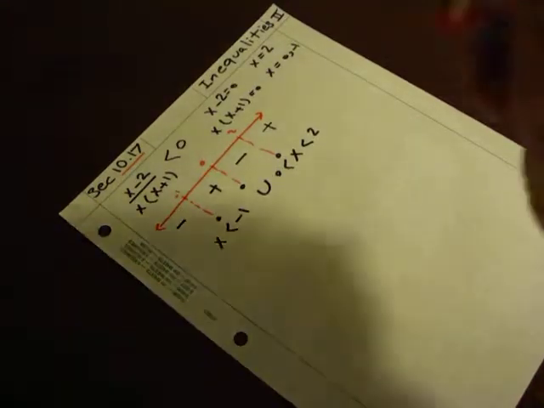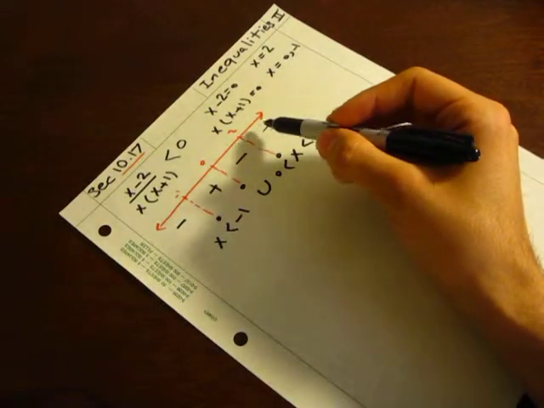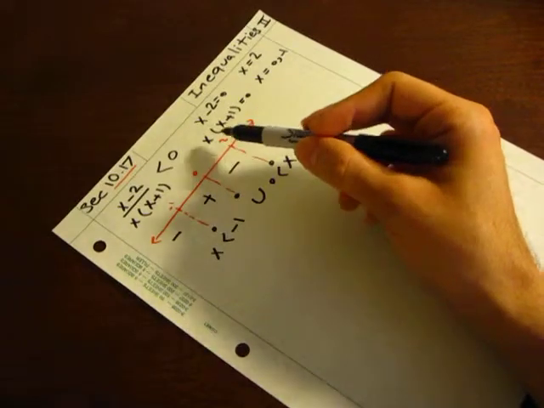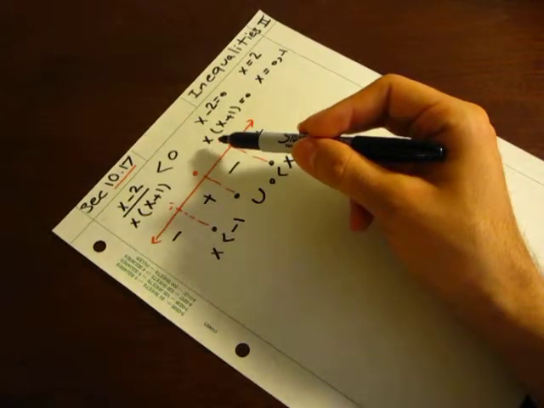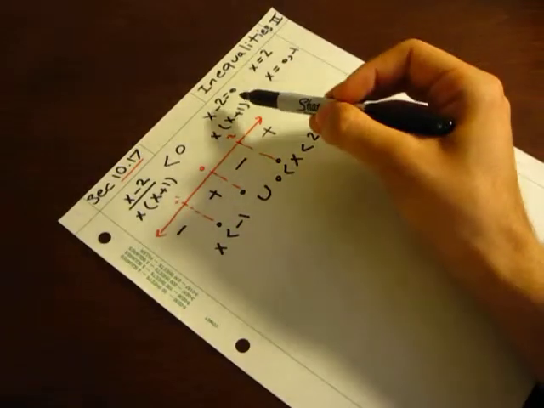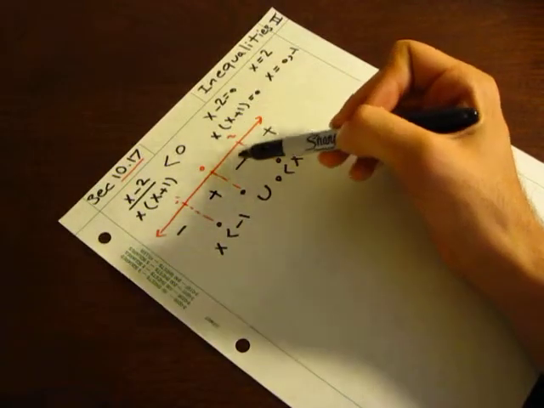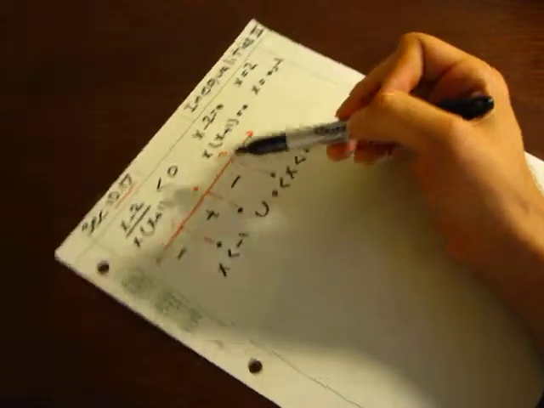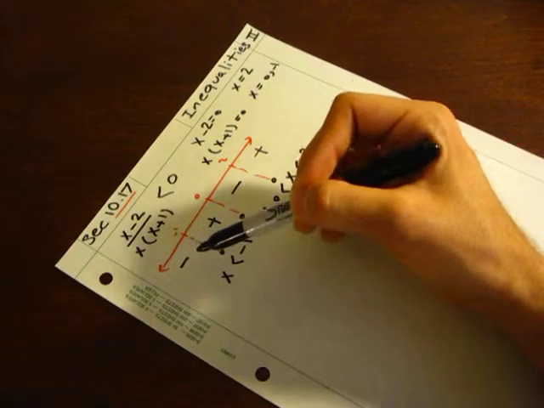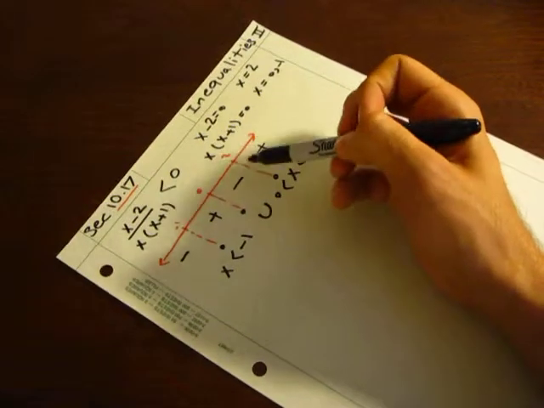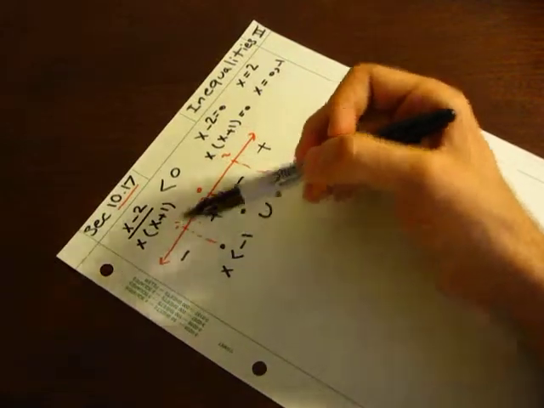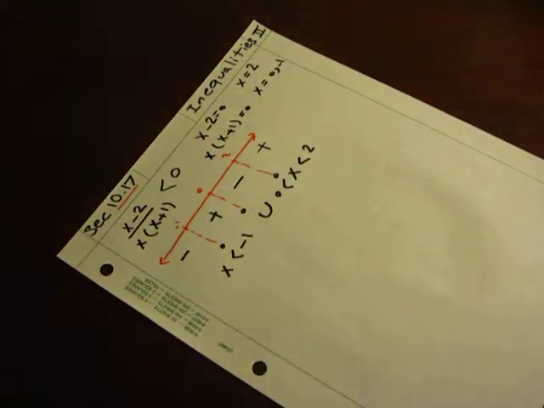The only reason I flip the signs from positive to negative after passing these roots is that these are single roots. For example, here if I had x plus 1 to the power of 2, negative 1 would be a double root, so I wouldn't change the sign. So it would be plus, minus, plus, and then plus. That's the difference between single and double roots.